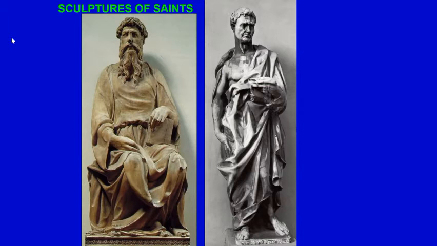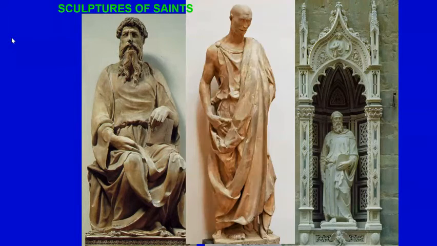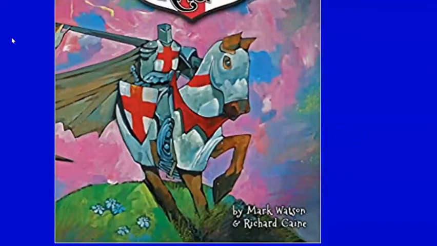and he did sculptures of saints. Right, these are very typical of Donatello. But his most famous saint that he did a sculpture of was Saint George. So let me tell you guys the story of Saint George and the dragon.